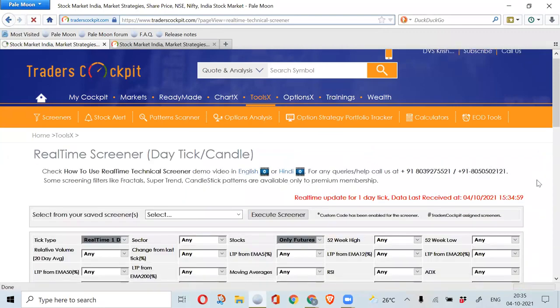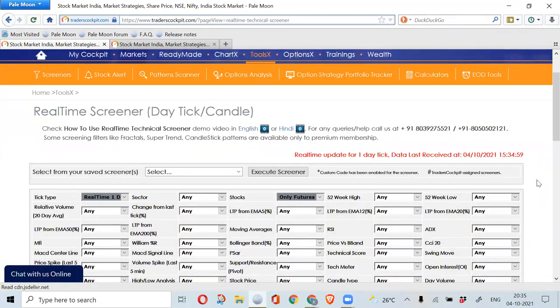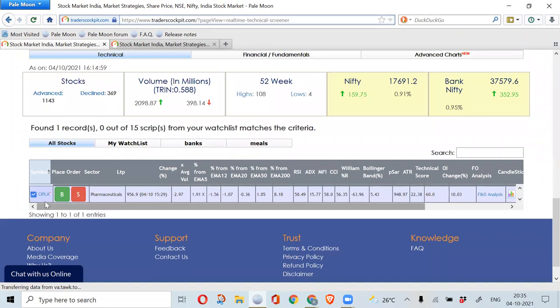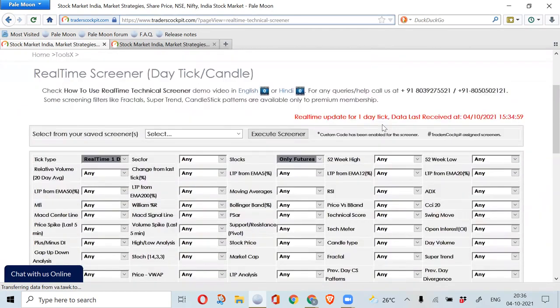But remember, you can only do STBT in futures, but not in equity directly. So this is one stock result for STBT, which you can short today in futures and then buy them tomorrow, close your position and book your profit tomorrow or day after tomorrow. So these are for positional trades.